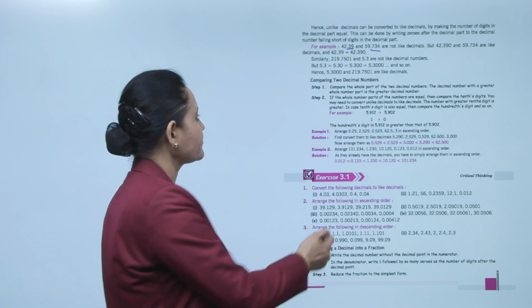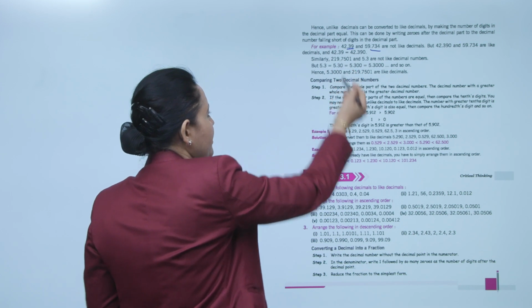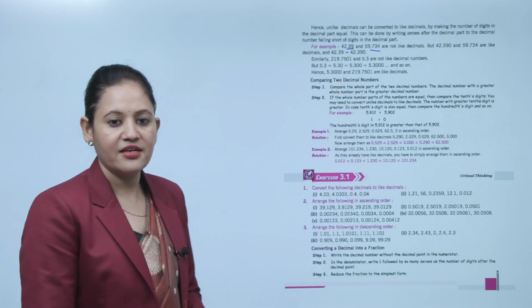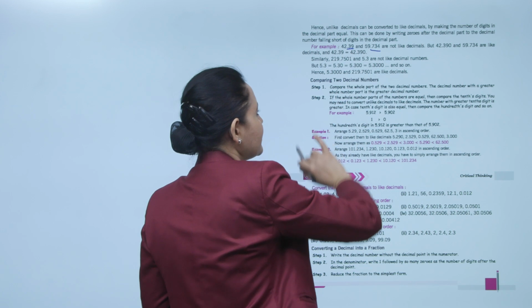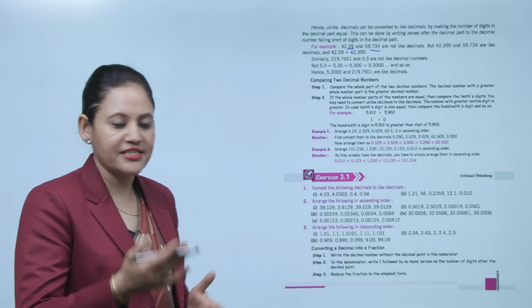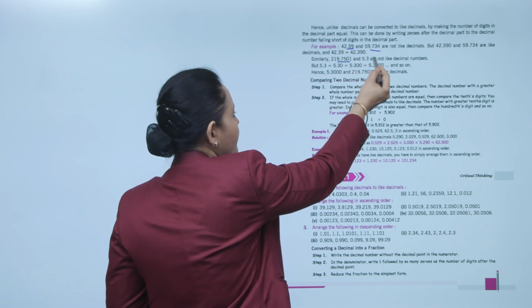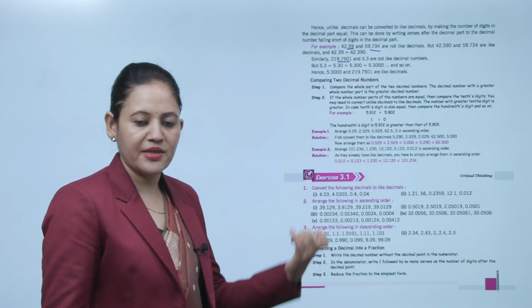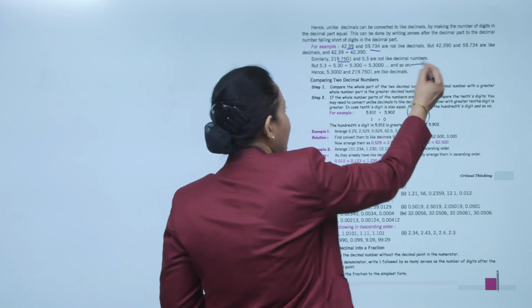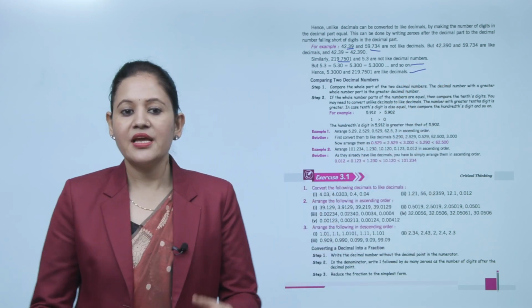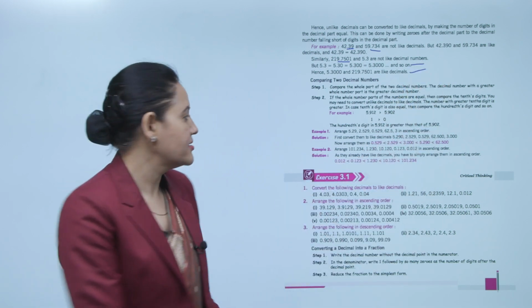Similarly, 219.7501 and 5.3 are not like decimals, so to convert, what will we do, we will add 0. After the decimal there are 4 digits, so we will add 30 more, and in this also there will be 4 digits after the decimal, so they are like decimals. Clear? Now comparing two decimal numbers.